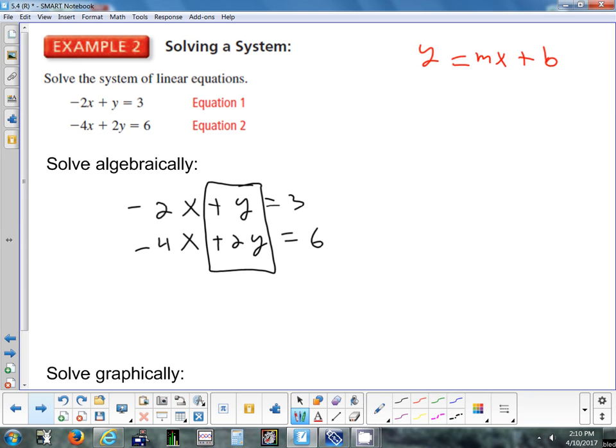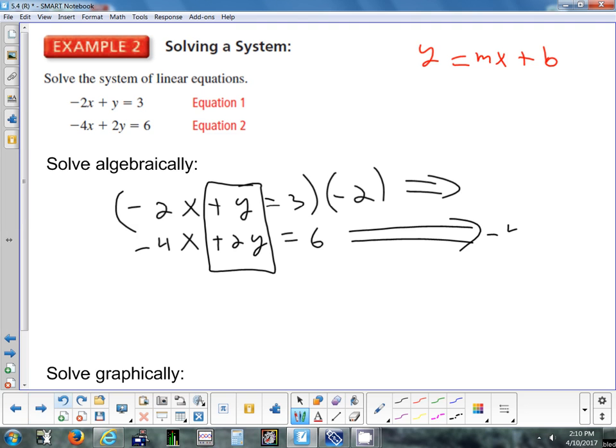Same letter, opposite signs. Are they opposite signs? No. So we need to fix this. What number would you need right there to combine with positive 2 and it would disappear? Negative 2. So what would you multiply everything in that equation by? Negative 2. Do you need to do anything to the bottom equation? Nope. So the bottom equation, I'm just going to copy it the way it is.